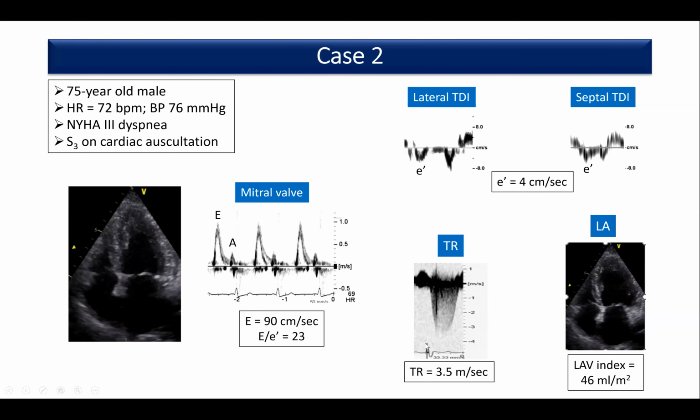Looking further at additional parameters, as you can see here, the TR velocity is quite high. It's more than 2.8 meters per second. And if you look at the left atrial volume index, the volume index is also high. The left atrium is quite dilated.